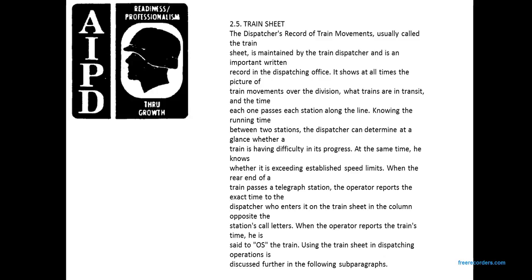The operator reports the exact time, and the dispatcher will enter the time on the train sheet in the column opposite the station's call letter. When the operator reports the time, the dispatcher enters the OS of the train, using the train sheet, as discussed in further following subparagraphs.